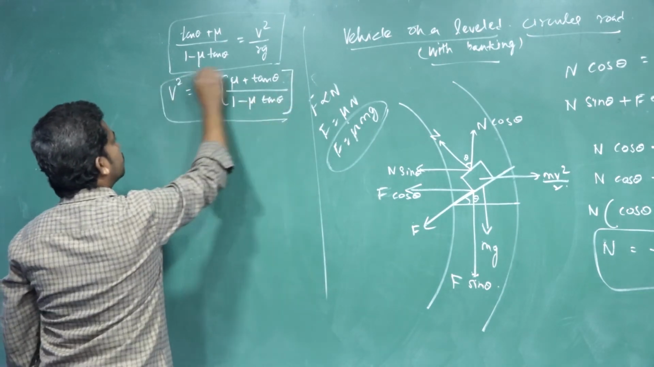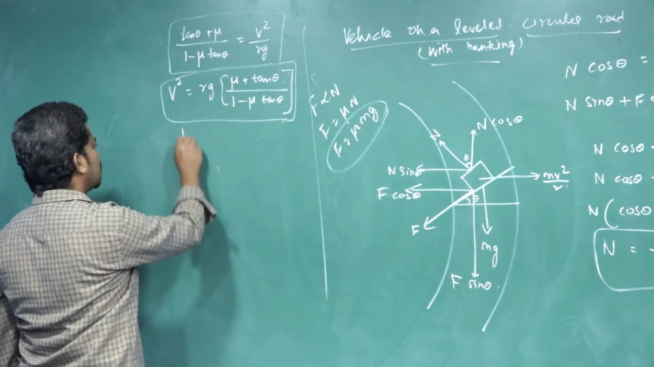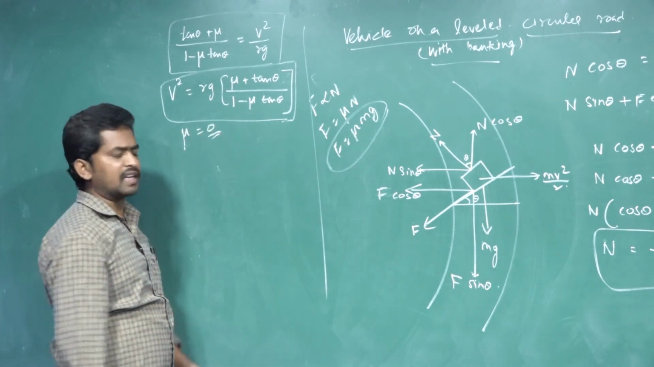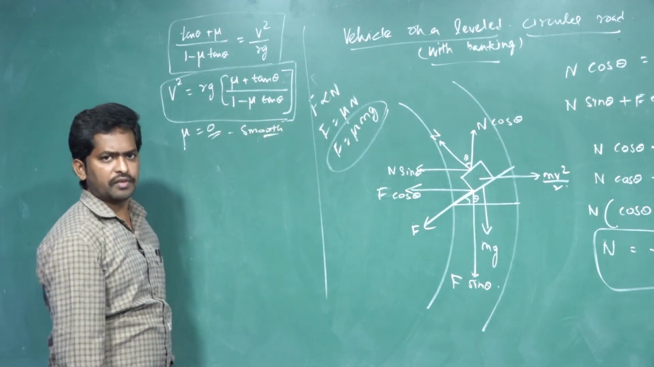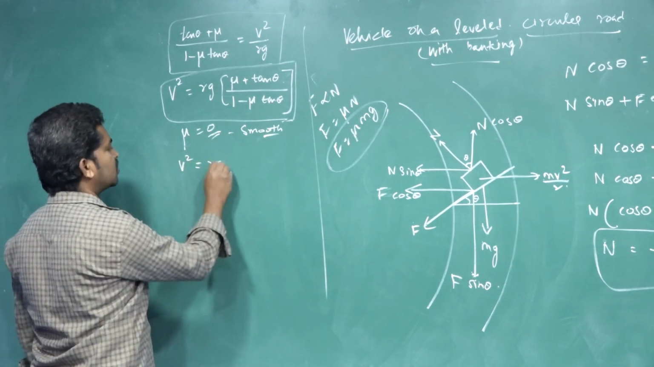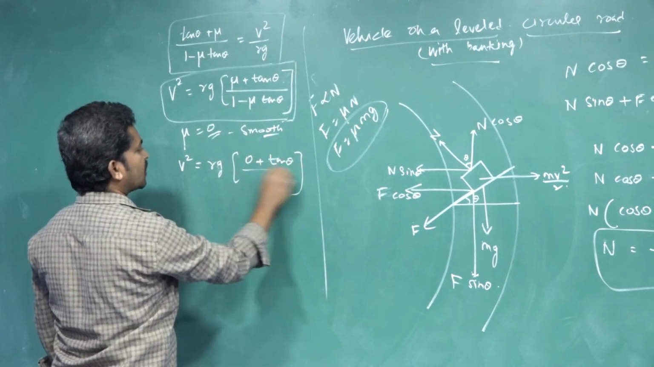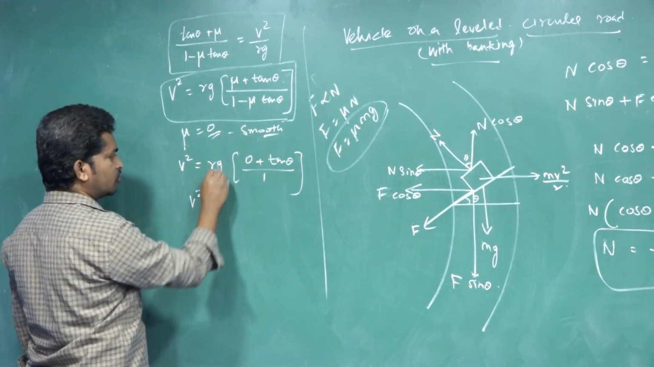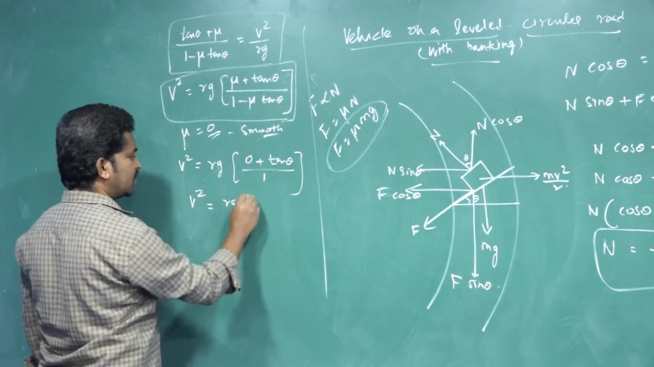This is the velocity condition with banking. What happens if mu is equal to 0? Coefficient of static friction 0 means the surface must be a smooth surface. If the surface is smooth, V square is equal to rg times (0 plus tan theta) divided by (1 minus 0), so 1. So V square is equal to rg tan theta.